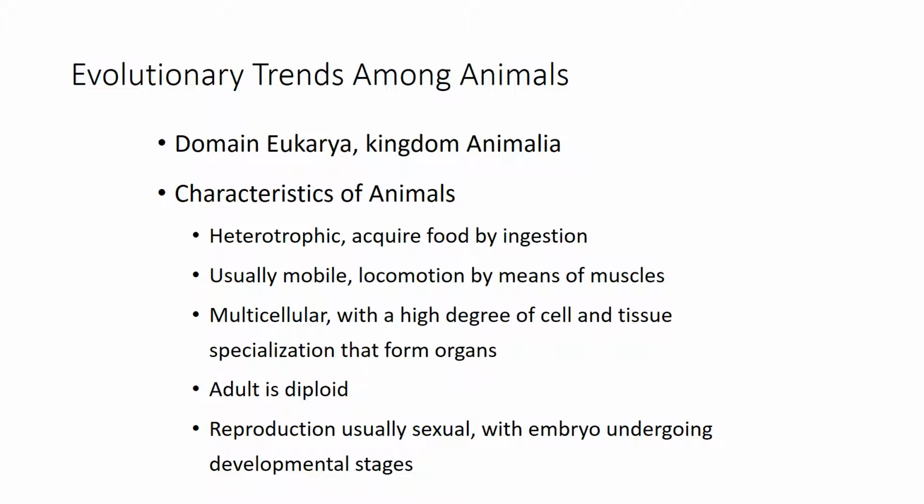They are multicellular. They have high tissue and cell specialization that helps them form organs and tissues and organ systems. The adults tend to have a full number of chromosomes, so they are diploid, and reproduction is usually sexual, and the embryo is going to undergo developmental stages. They tend to have a longer gestation period than, say, bacteria or fungi or something like that.